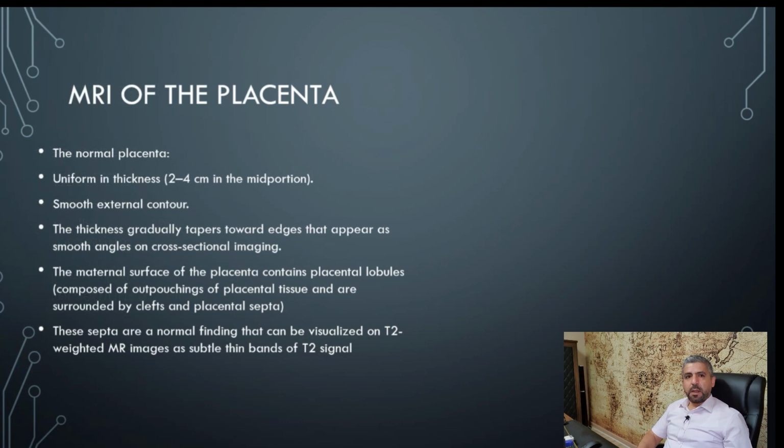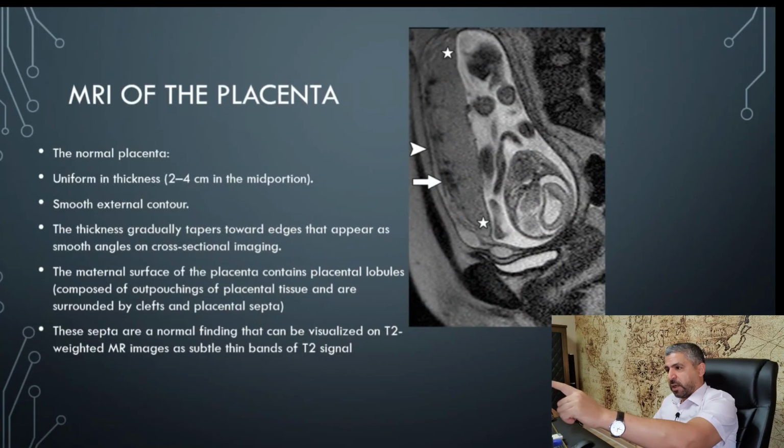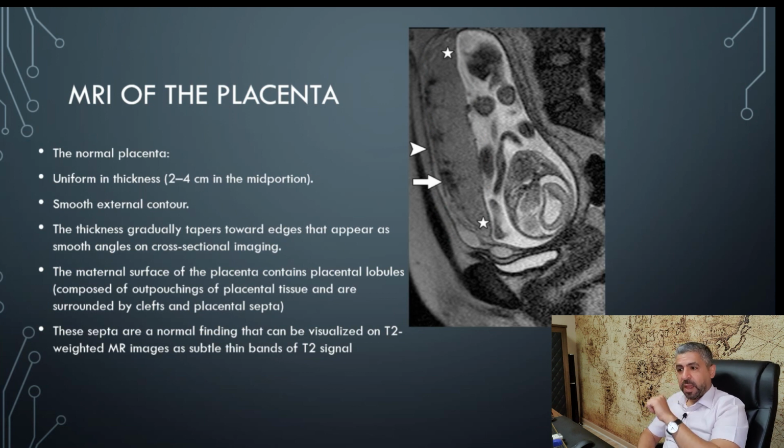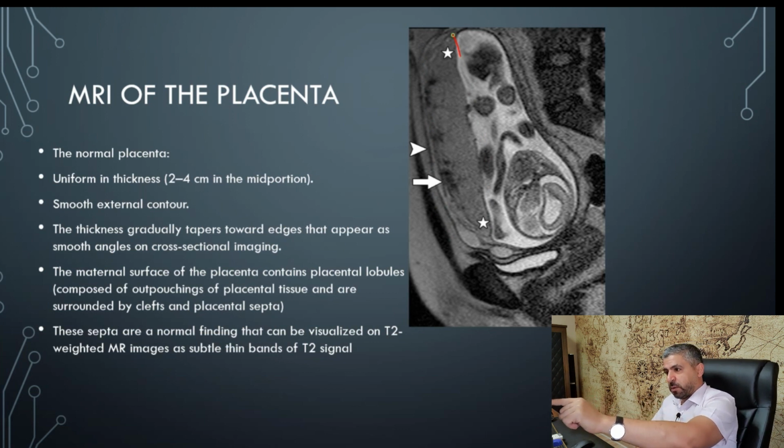Now, our main topic is the MRI of the placenta. What do we look for when we do an MRI of the placenta to detect placenta accreta spectrum? First, let's know what's the normal placenta. The normal placenta should be uniform in thickness, like in here, you can see the uniform thickness of the placenta, okay? It's about 2 to 4 centimeters at its mid portion. The external contour should be smooth, okay? The thickness gradually tapers at the edges.